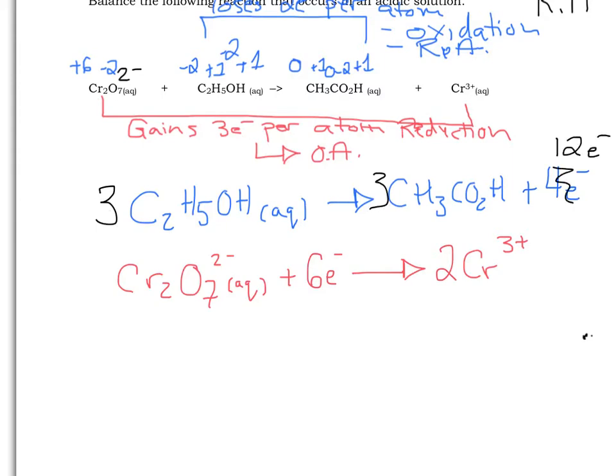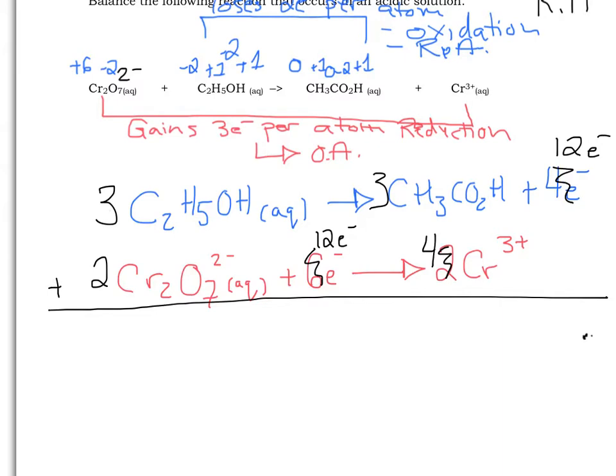So now we'll have 12 electrons produced, and we multiply everything in the reduction half reaction by 2. So we're now going to have a requirement of 12 electrons, and we'll have four chromium atoms involved. So now we're going to add this reaction in a method similar to what we did in Hess's law. So we're going to take these two half reactions and combine them.